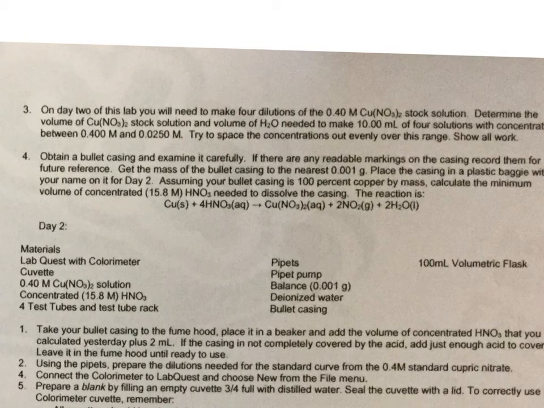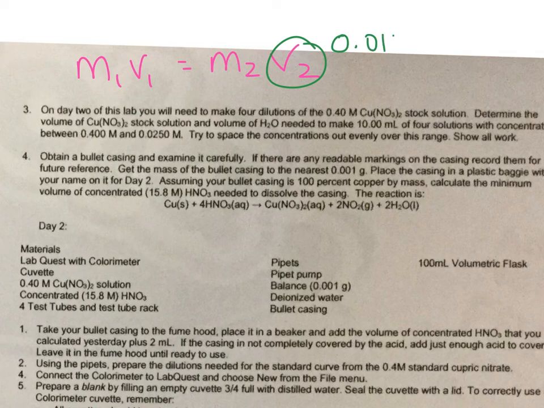You're supposed to be preparing yourself for dilutions. What's the dilution formula? Yes, M1V1 equals M2V2, okay? So, a couple things here. V2 is always going to be 0.010 liters. Because I tell you right here, I want you to make 10 milliliters of each one. Okay?